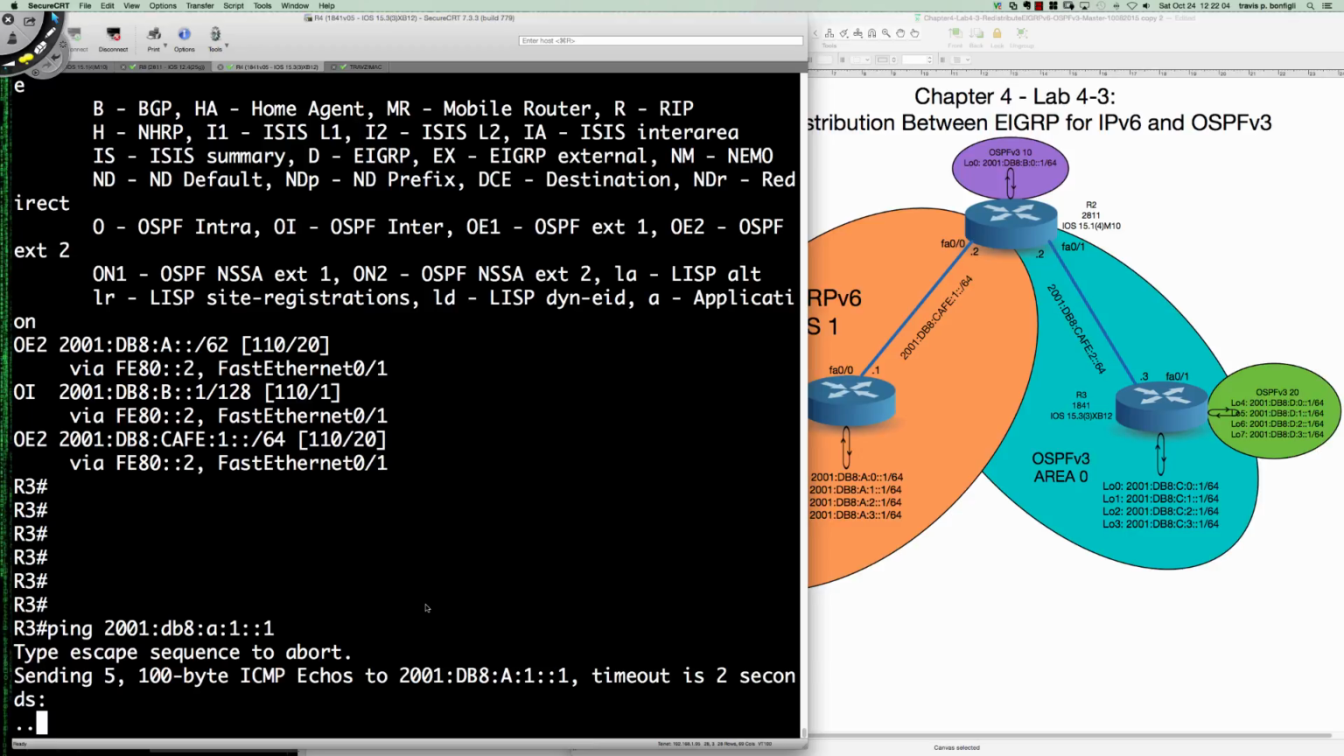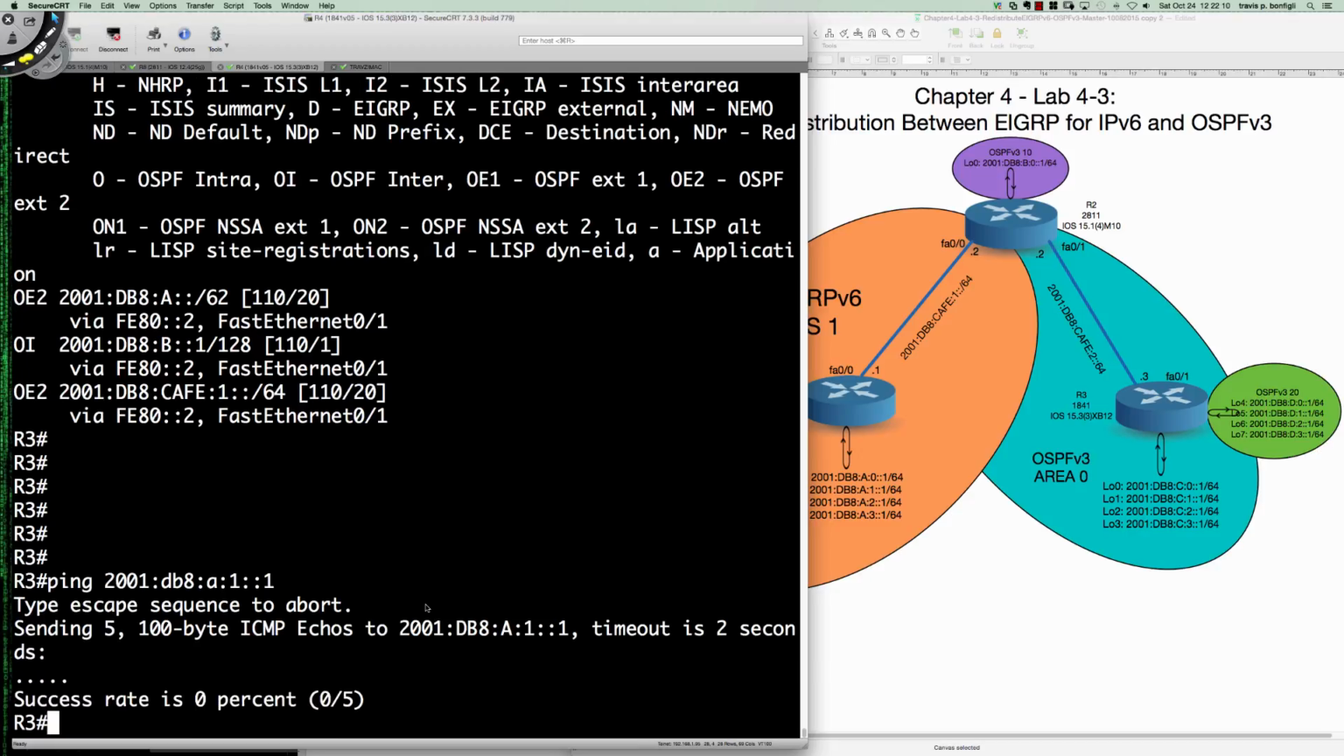No. So even when we put the connected network in there from router 3, I can't get there. And why do you think I can't get there? So we got the transit network added in. That didn't solve the problem. Exactly. Because we haven't redistributed the OSPF routing information into EIGRP.